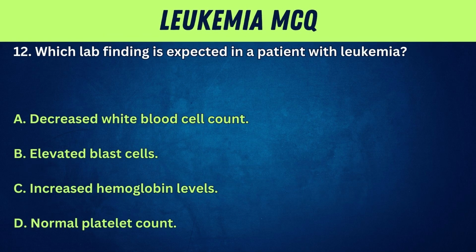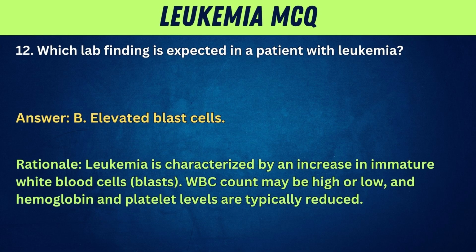12. Which lab finding is expected in a patient with leukemia? A. Decreased white blood cell count. B. Elevated blast cells. C. Increased hemoglobin levels. D. Normal platelet count. Answer: B. Elevated blast cells.